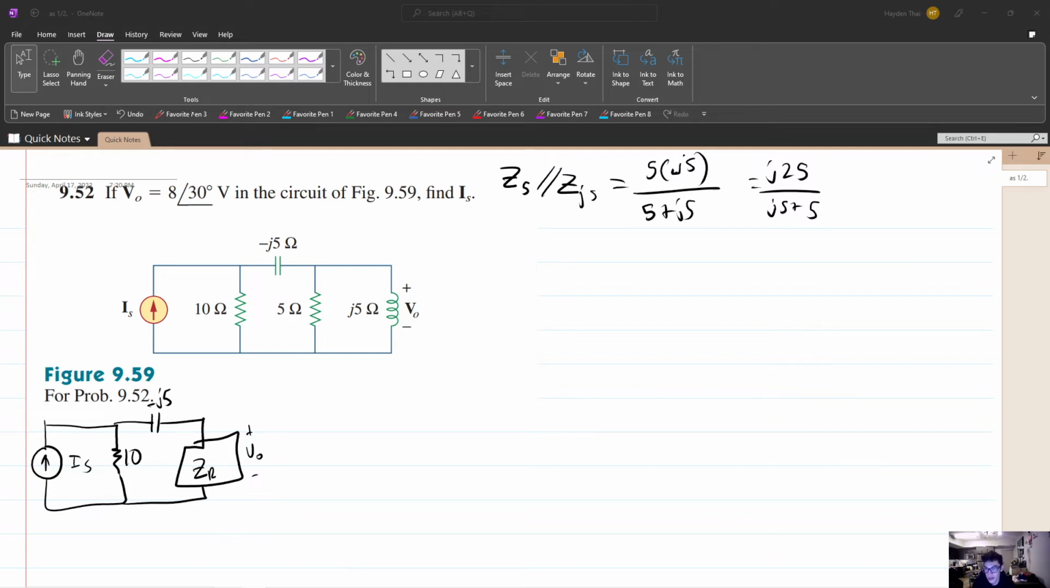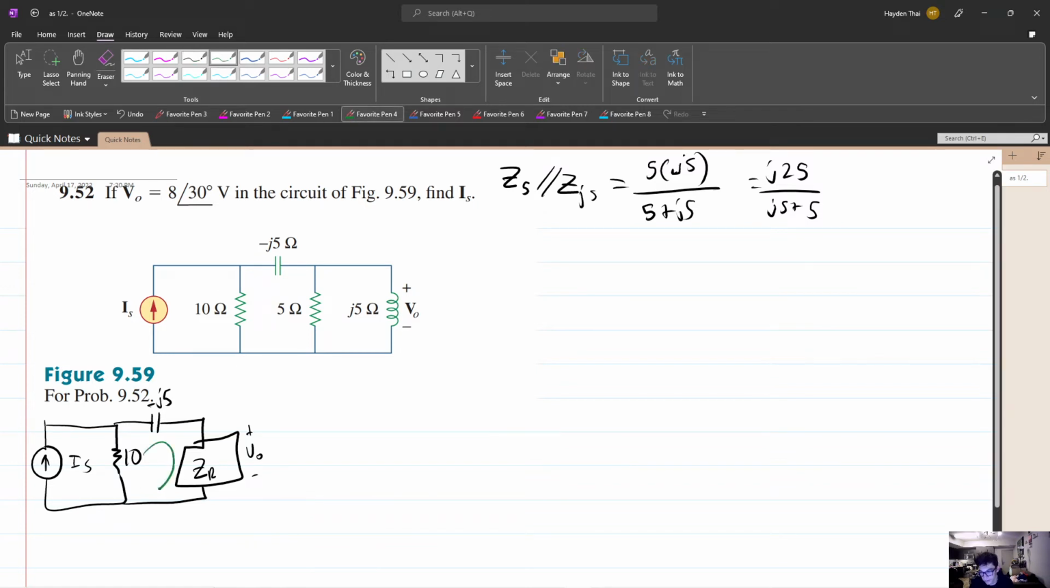Let's find the current in this mesh, right? Trying to find the current that goes through here. We'll call this IZ. Okay, here's IZ. We're doing Ohm's law. So V naught, which is equal to 8 angle 30, is going to be I times Z, right? Where the Z is the impedance of the right hand side.